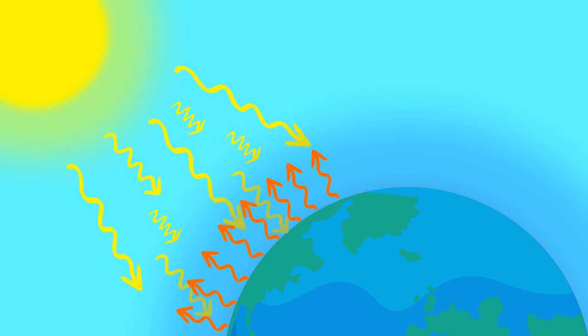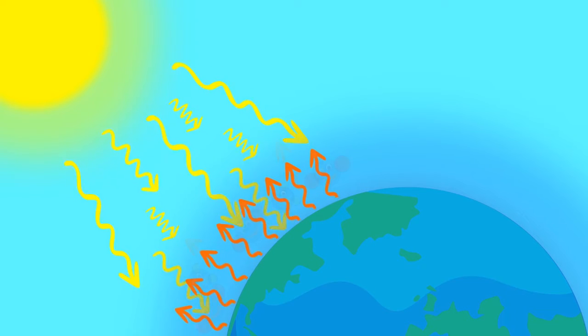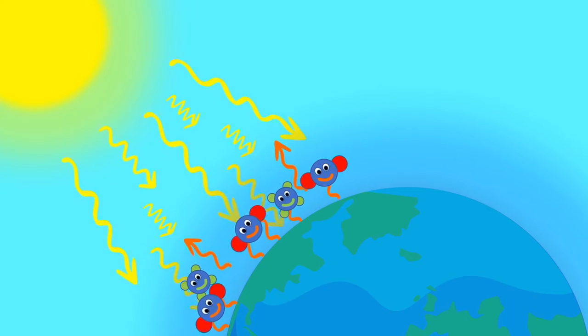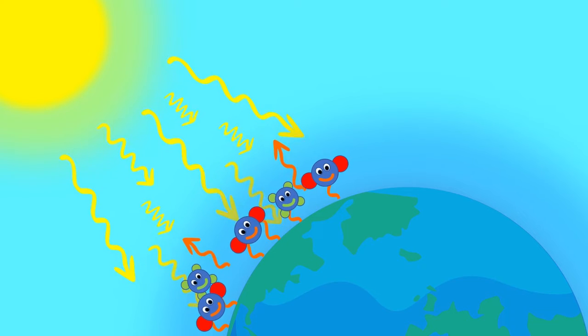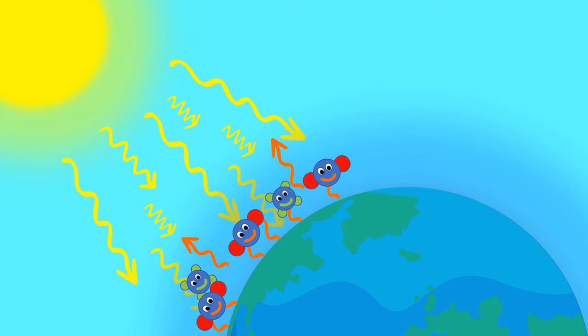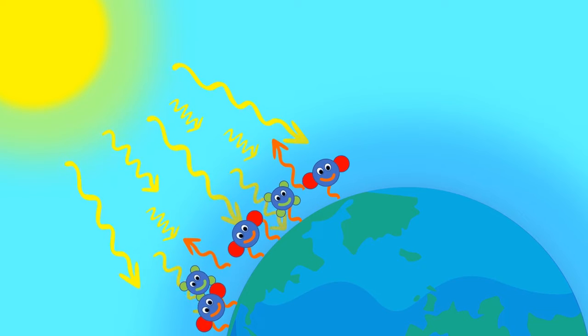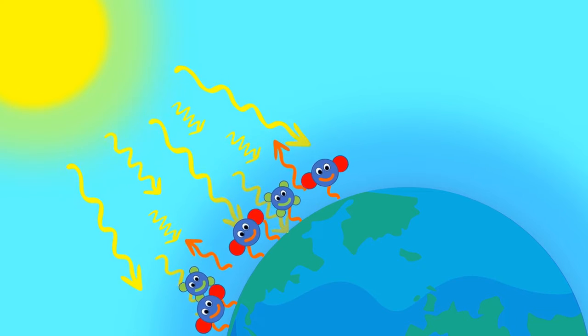Greenhouse gases are very good at absorbing infrared energy. This means that while they only absorb a small part of the energy that reaches us from the sun, they absorb a much larger proportion of the energy that is radiated back out again, trapping it in the atmosphere in the form of heat.